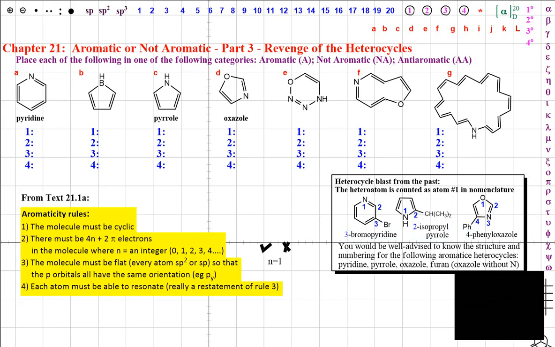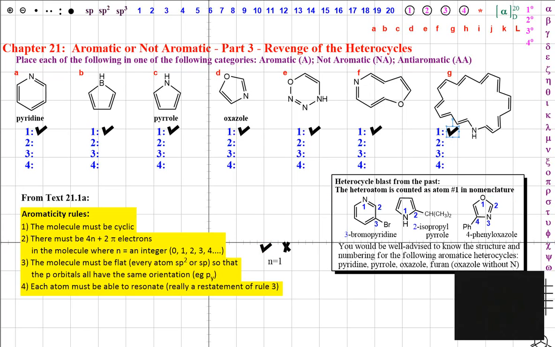Back to aromaticity. All of these molecules have a ring structure, so they are cyclic. Criteria 1 has been met for all of them. They must have 4n plus 2 pi electrons to be aromatic.